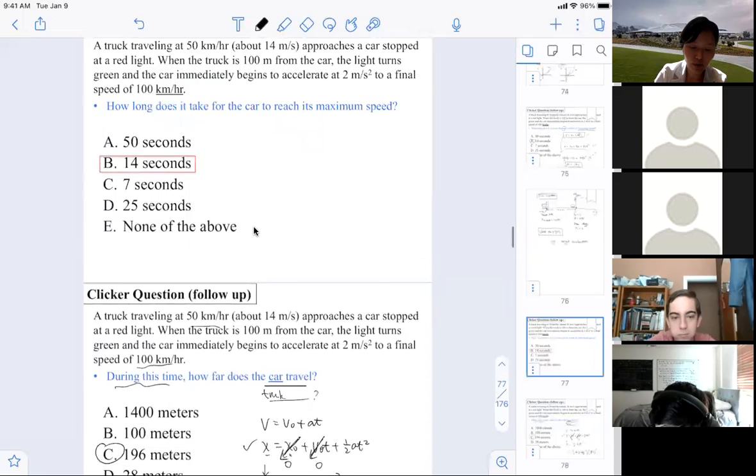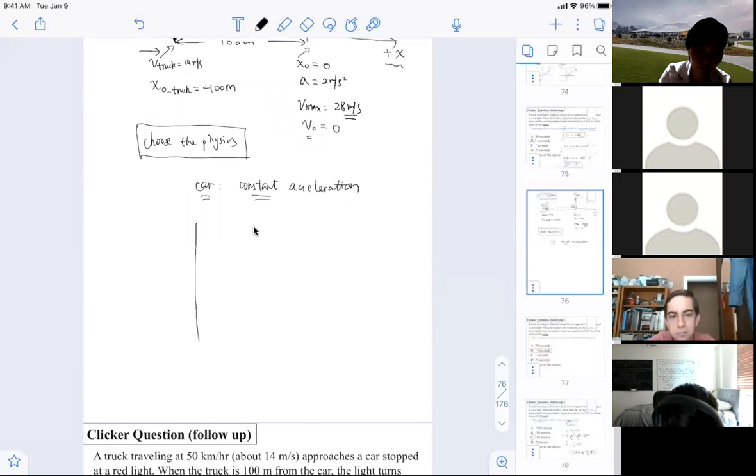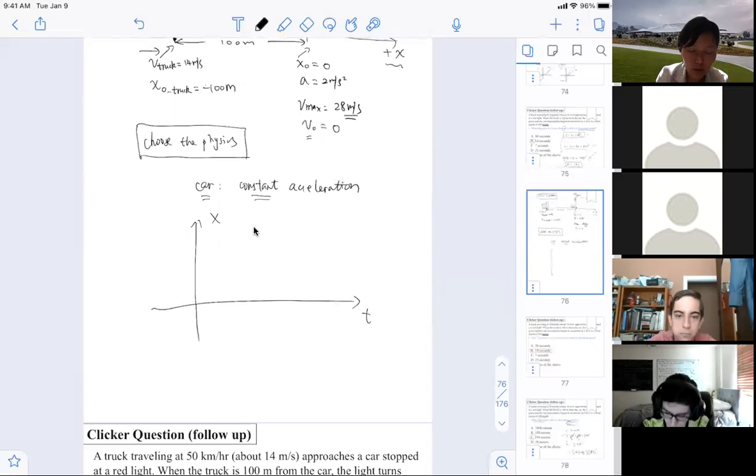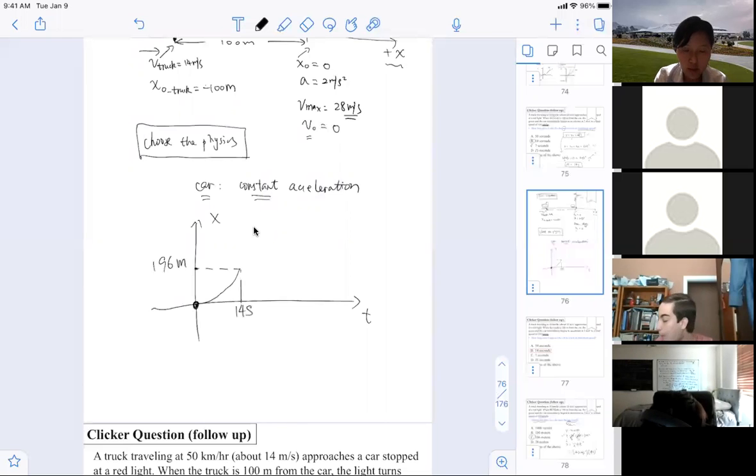So if we were to try to draw a plot of what's going on, you have x versus t. How do we represent the car? The car starts at (0, 0), right? And the car is accelerating, so you will draw a parabola. Also at t equals 14 seconds, right here, the car had traveled 196 meters. So that's where the car is right now.